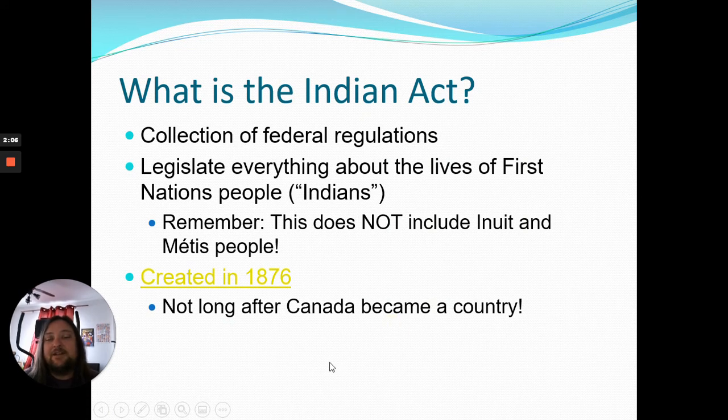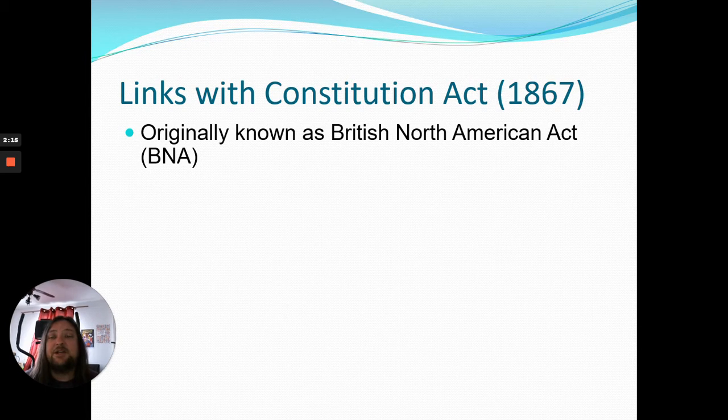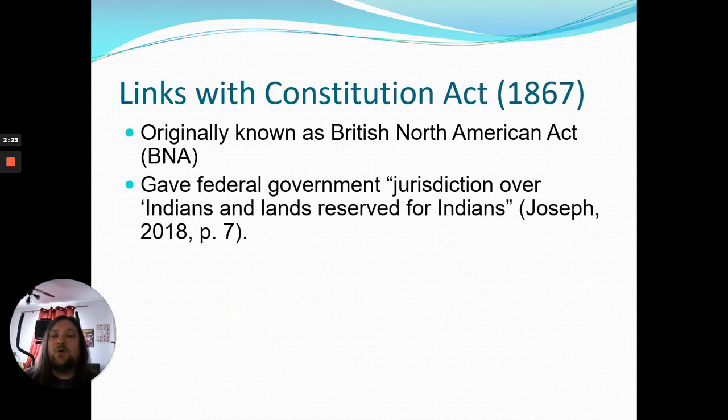That said, there are direct links with the Constitution Act, which allowed Canada to be a country of its own, and which was originally known as the British North America Act, or BNA. Within the Constitution Act, or the BNA, there are regulations that gave the federal government, this new federal government that was being created, jurisdiction over Indians and the land reserved for Indians.